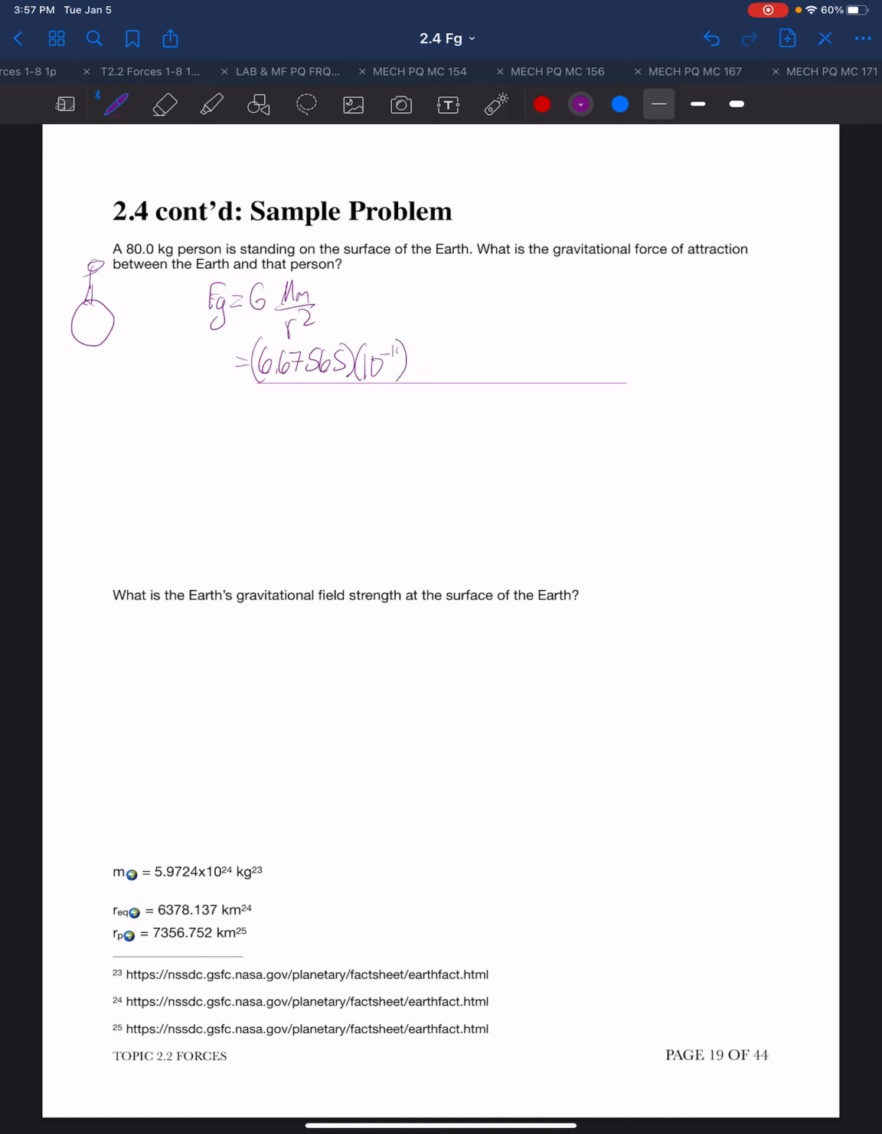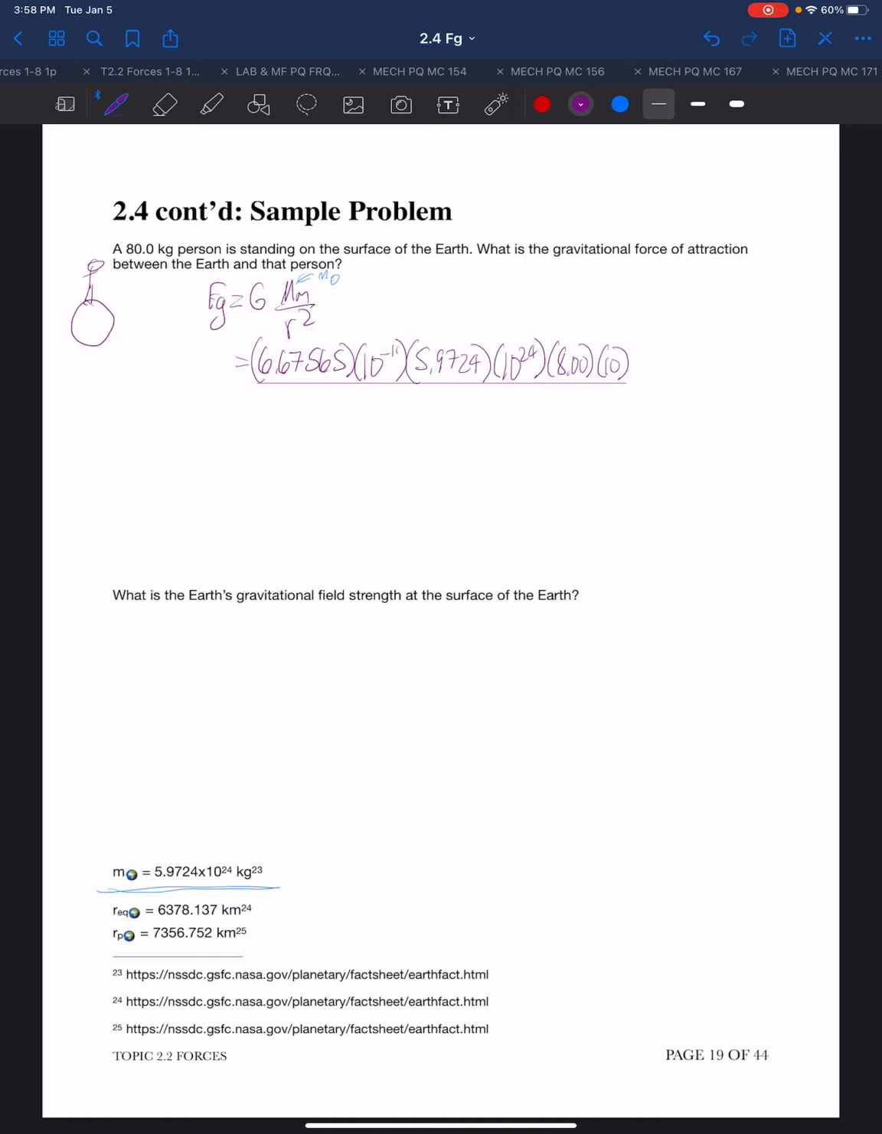I'm just using a little bit different notation, but it makes it clearer the numbers we're looking at. The next thing that we would have is the mass of the Earth. And the mass of the Earth, according to NASA, which I've included down below, is 5.9724 times 10 to the 24th kilograms. And the mass of the person is 80, so that'll be 8.00 times 10.